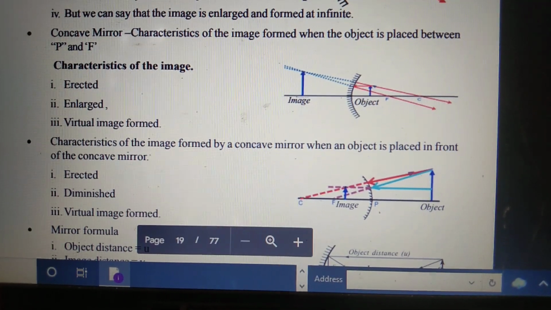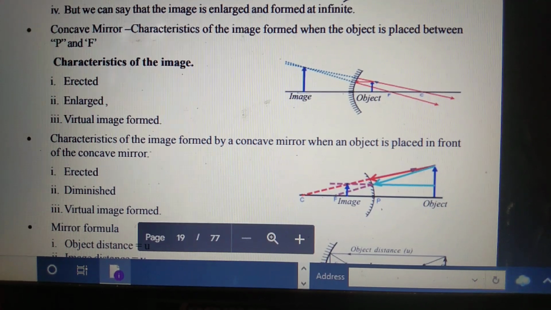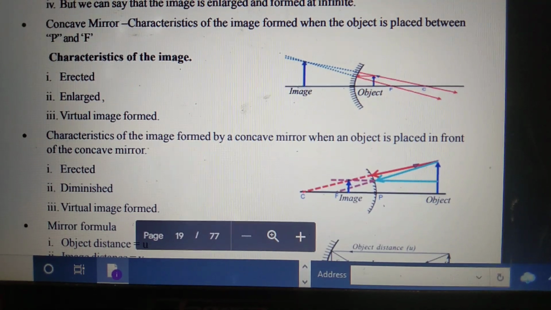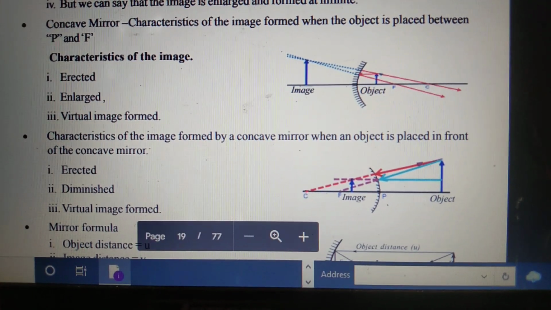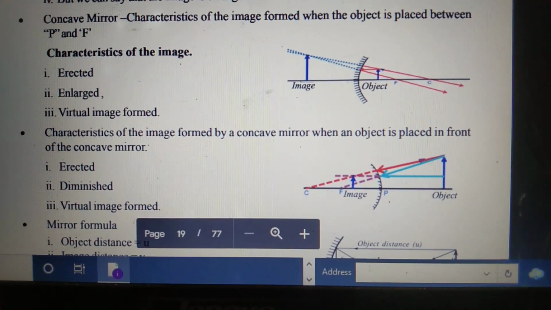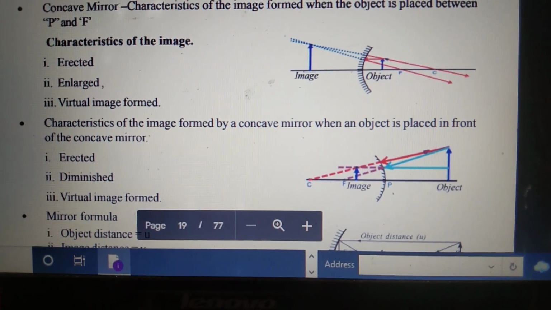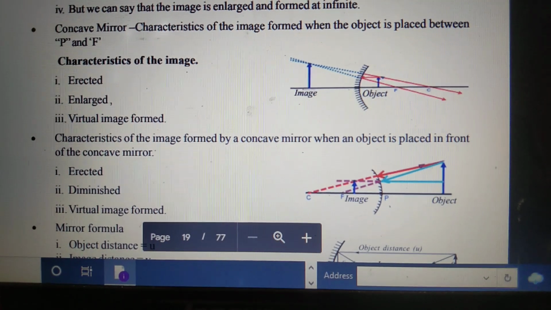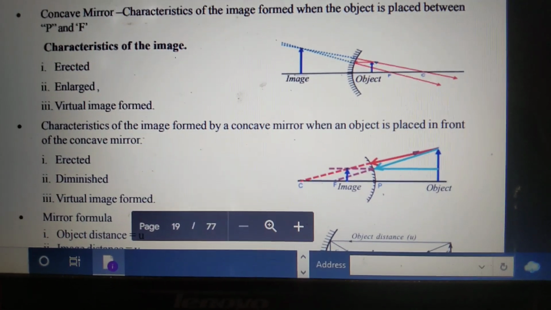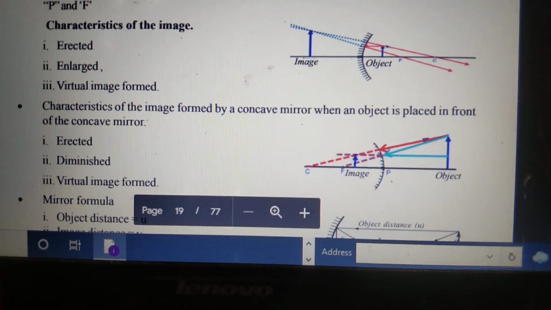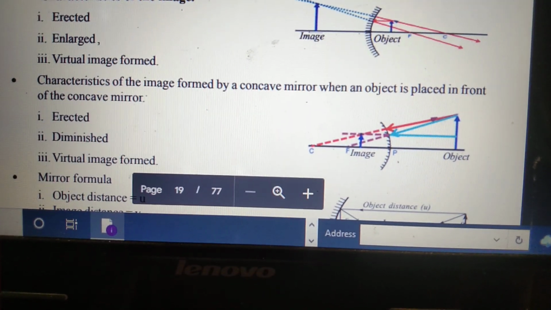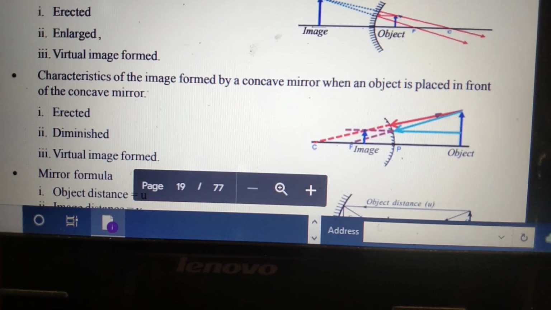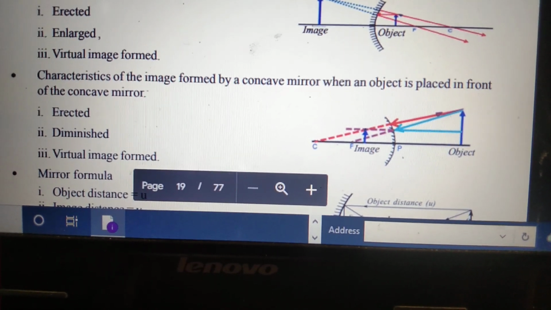Now when we place an object between pole and focus, which is the most important case, the image formed is a virtual image, enlarged and erect. When we place an object between pole and focus, you will get a virtual image children. Only in this case for a concave mirror will you get a virtual image. Okay. For a convex mirror, when you place an object in front of it, you will get an erect, diminished and virtual image. Okay children.